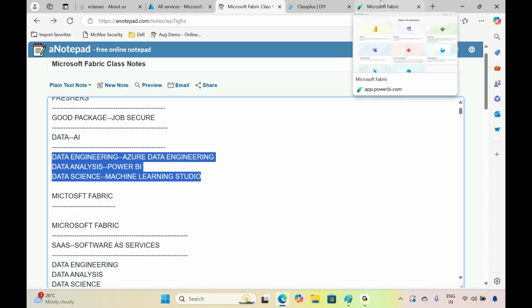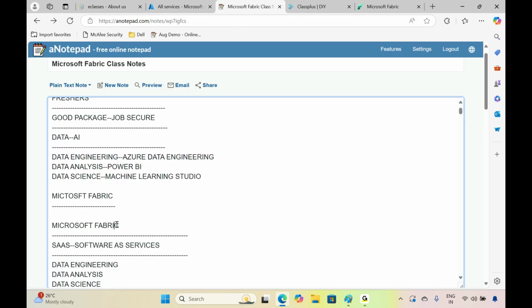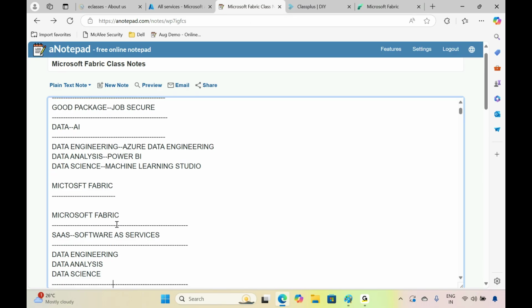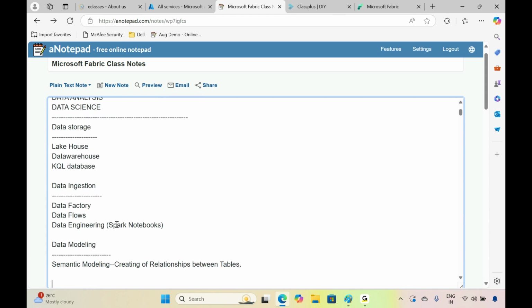Okay, so coming to this data engineer, data analyst, data science, what are all the things they need and what we are going to learn inside this Microsoft Fabric environment is, we can categorize this Microsoft Fabric, first for data storage purpose.